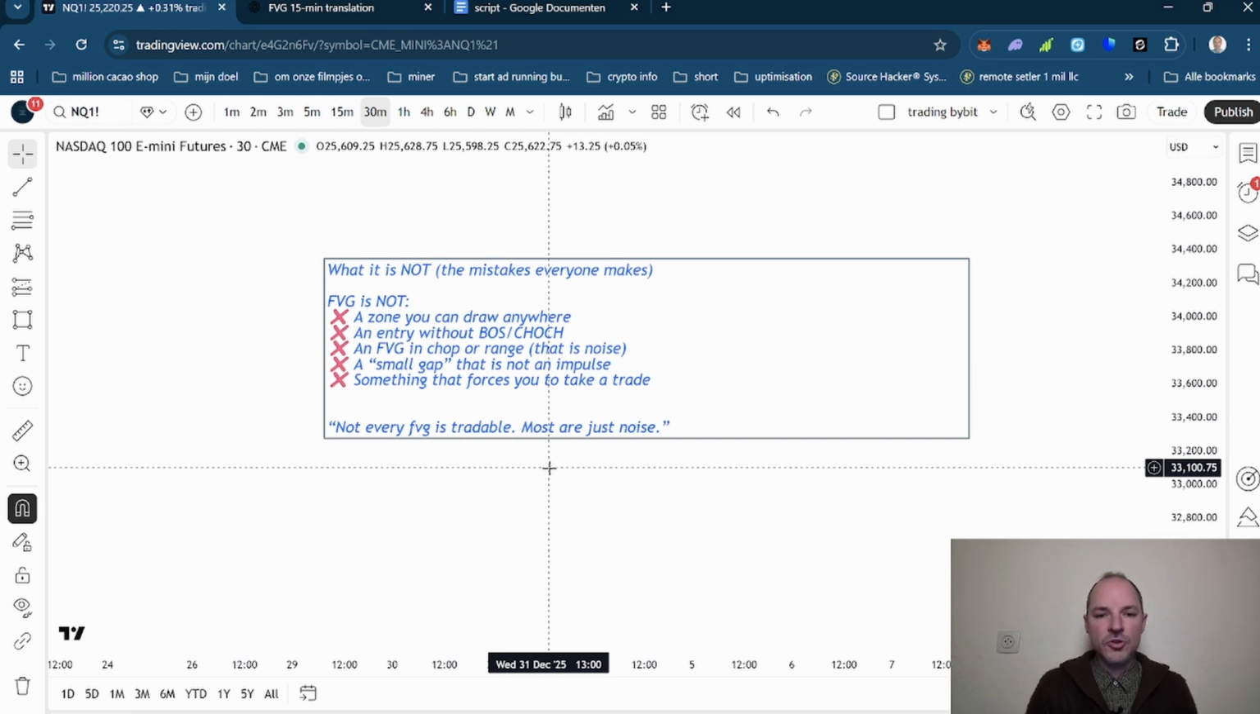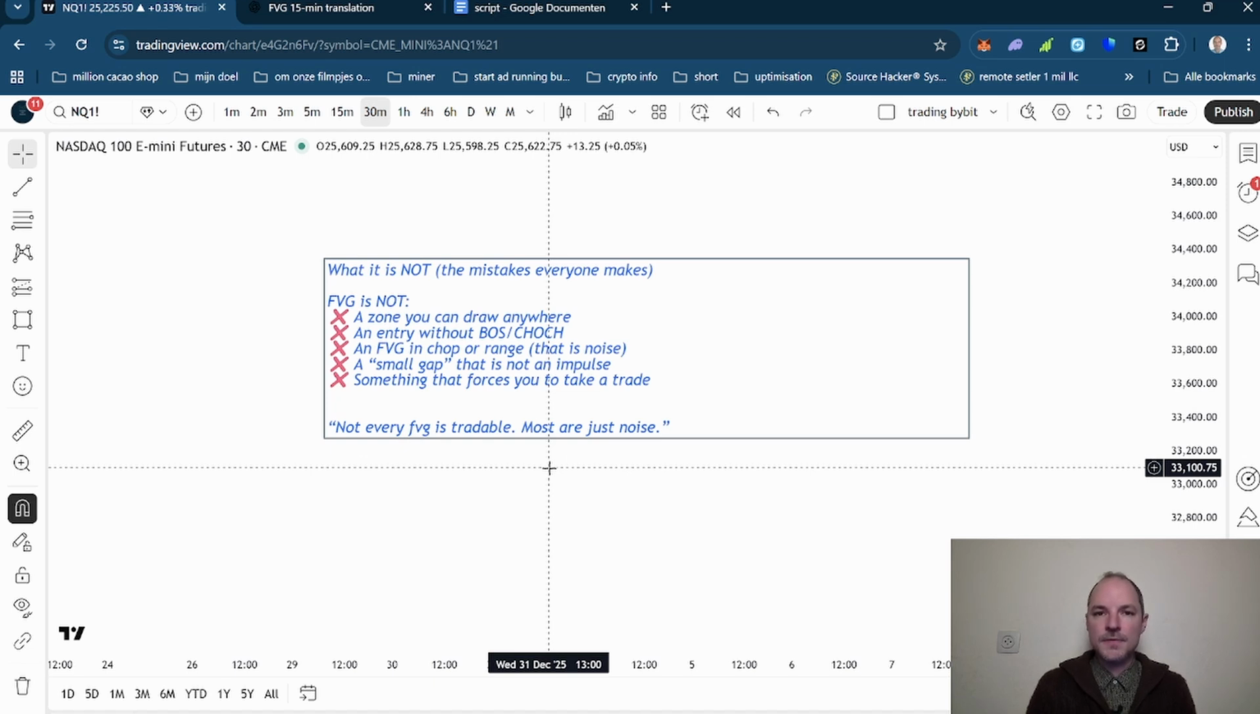A fair value gap in a chopped range is noise. That means if the market is just going sideways, normally a chopped range would not even have a fair value gap. A ranging market does have fair value gaps, and it's not easy to trade, so do not trade it until you see an impulsive move. A small gap that is not an impulse, that means if we have a mini gap in between, those are not impulsive moves. Something that forces you to take a trade.